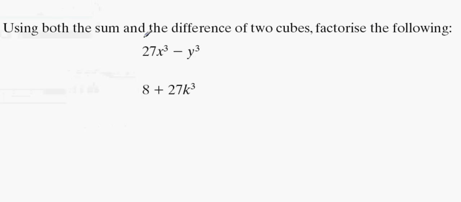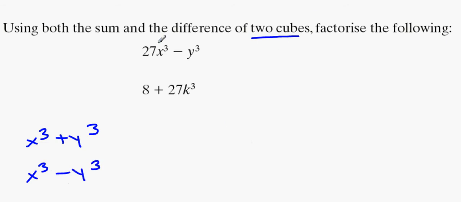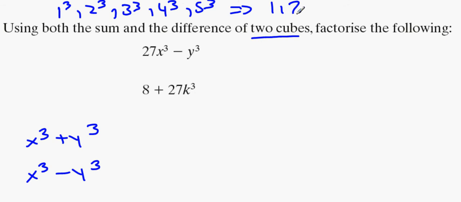Now the next formula is used for both the sum and difference of two cubes. The sum of two cubes is x cubed plus y cubed, and the difference of two cubes is x cubed minus y cubed. To identify these questions, always be on the lookout for 1 cubed, 2 cubed, 3 cubed, 4 cubed, 5 cubed. These numbers go like 1, 8, 27, 64, 125. Be on the lookout for these numbers when you're dealing with sum or difference of two cubes questions, okay?